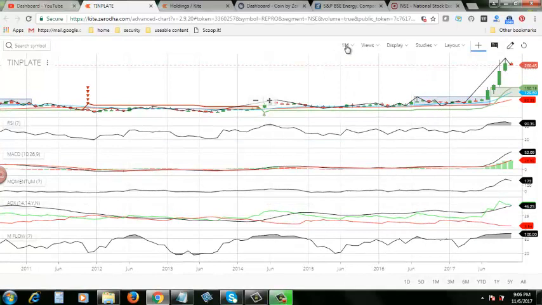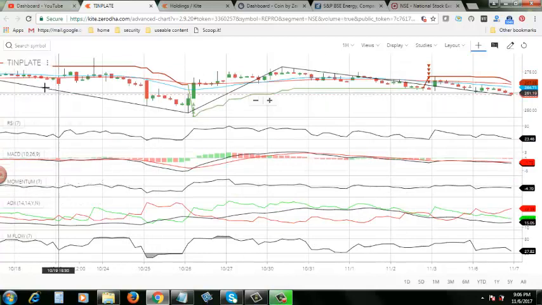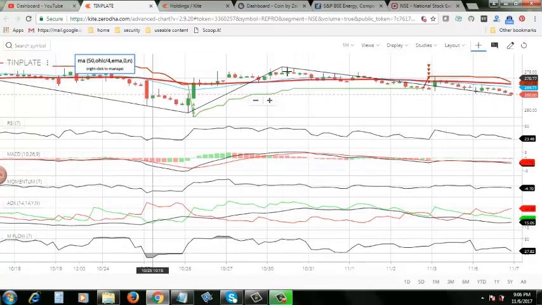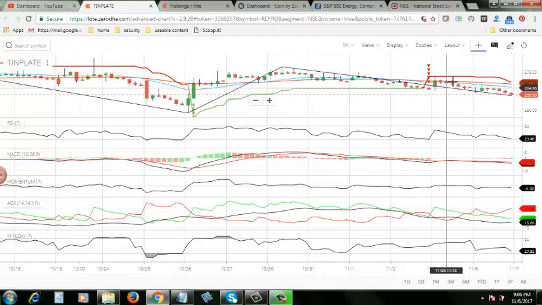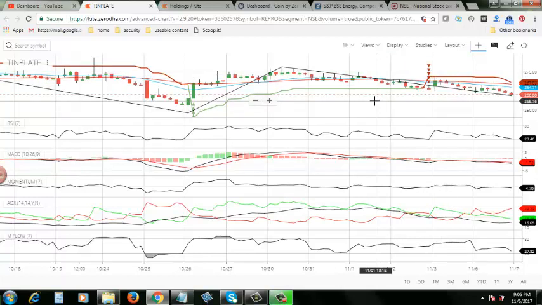Technically, I can show you the reason. I will take you to the hour chart of Tinplate, and here you can clearly see this stock has been under the influence of negative super trend mode. So far we have been viewing the monthly technical chart, and suddenly today I am bringing you to the hourly chart, and here I am showing you the negative trend. This stock is under the influence of negative super trend mode, and because of this, the stock is going down.